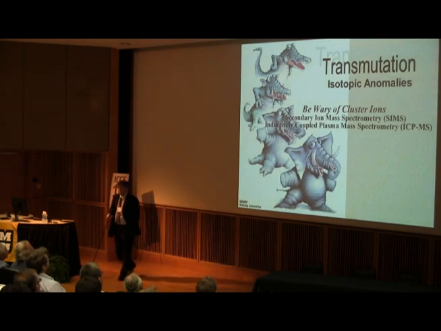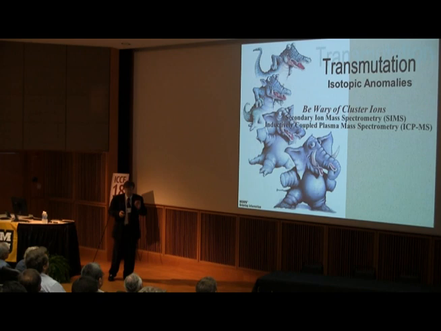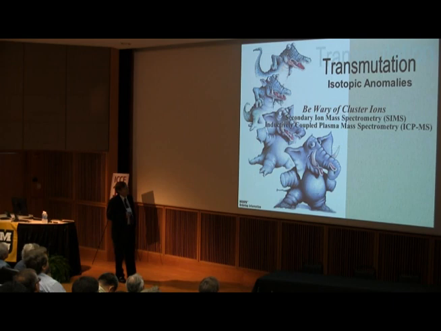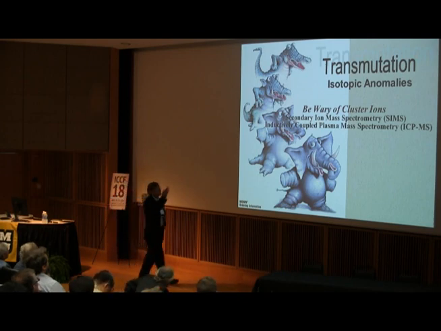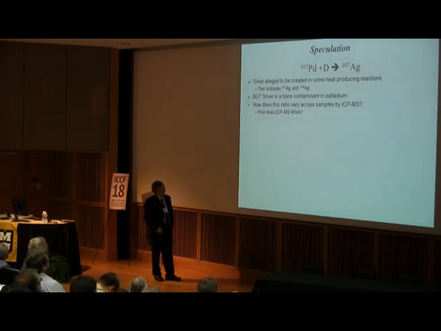Now, let's talk about transmutation, or isotopic anomalies. Remember, in that chart of things, isotopic anomalies, well, the production of radioisotopes is certainly one possibility, and that would be great. Production of isotopic anomalies is the second thing. But you need to be wary of how you're measuring that. And I want to go into two concepts, ICPMS, inductively coupled plasma mass spectrometry, and secondary ion mass spectrometry, which most people in this room use to measure isotopic anomalies. The short answer is no definitive result. I'll show you how we apply the Prime Directive to avoid misinterpreting data.